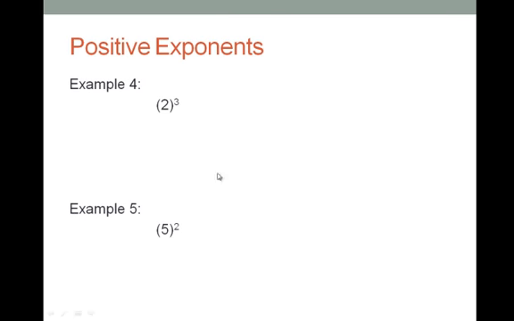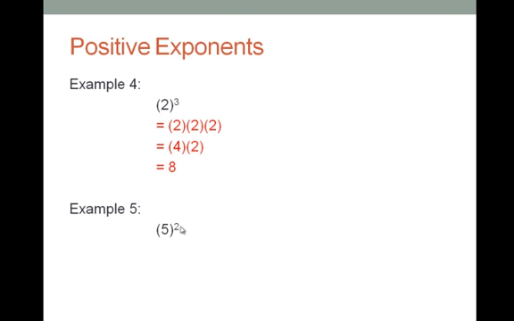Now with positive exponents. So with positive exponents, remember here that the 2 is the base and the small number is the exponent. So this is not saying 2 times by 3. This says times 2 by itself 3 times. So 2 times 2 times 2. Well, 2 times 2, that's 4. Then I'm going to bring down that other 2. And then 4 times 2 is going to give me 8.